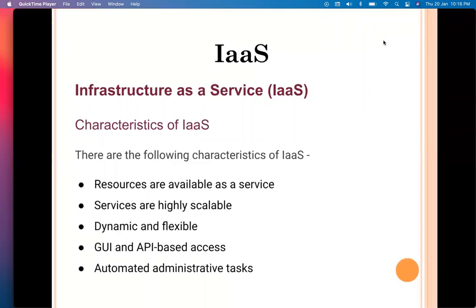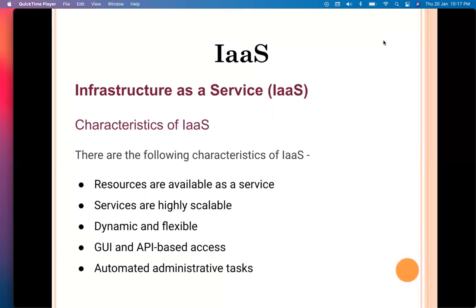What do you mean by infrastructure? Infrastructure means physical devices, physical layout. So what is computer infrastructure? Computer infrastructure contains CPU, networking devices, servers, processing, storage, virtual machines, and other resources. So we can say that these are the infrastructure of a computer.